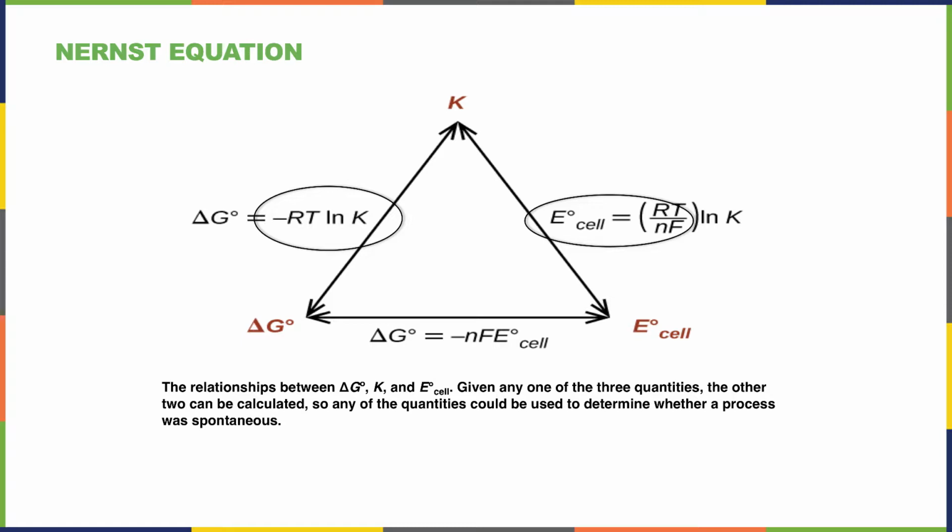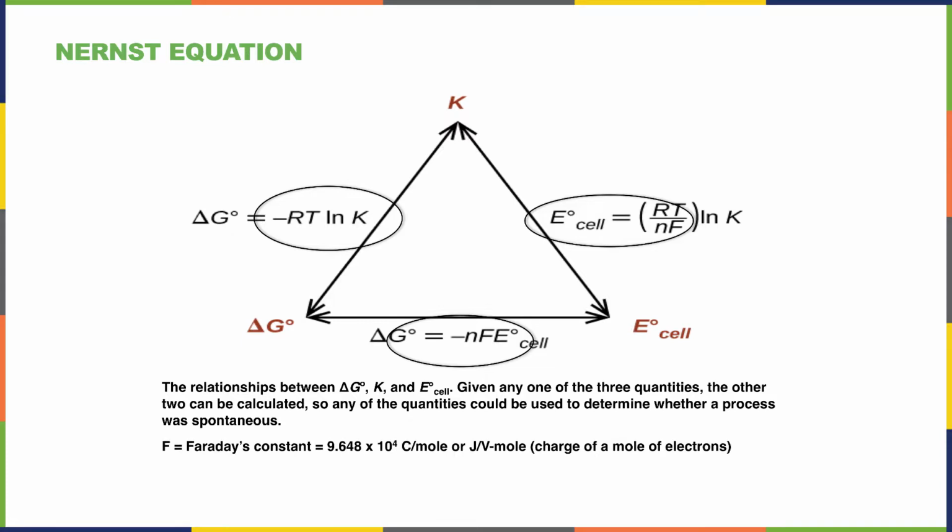The third is at the bottom here, and if you know the cell voltage, you can use Faraday's constant and n again to calculate delta G. So as I said, given any one of these three quantities, you can calculate the other two through these various equations. Faraday's constant is 9.648 times 10 to the 4th coulombs per mole, or joules per volt mole. It is the charge of a mole of electrons, which is why n has to be the number of electrons transferred. We're talking about moles of electrons as opposed to other types of moles.